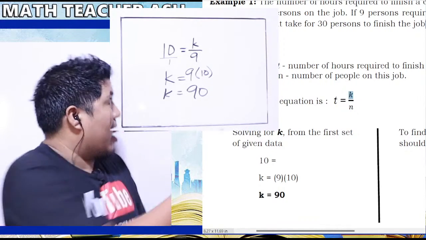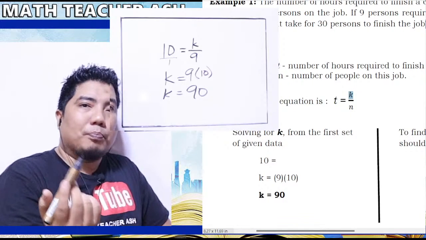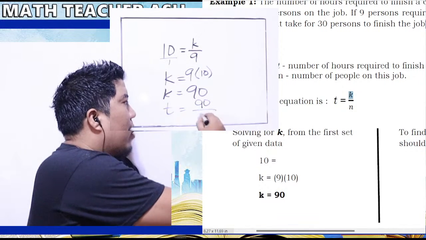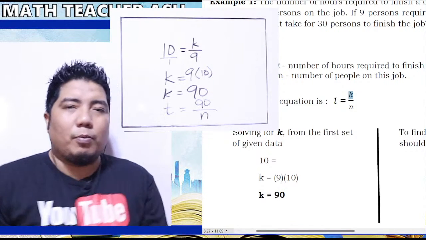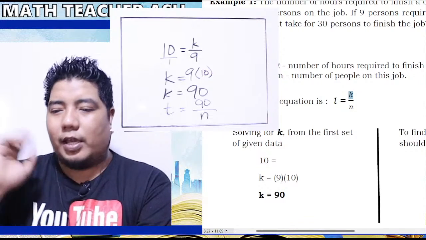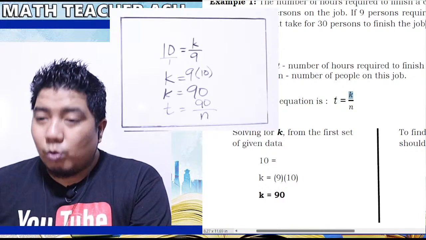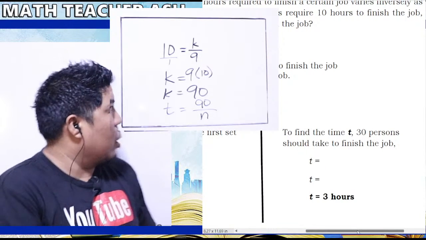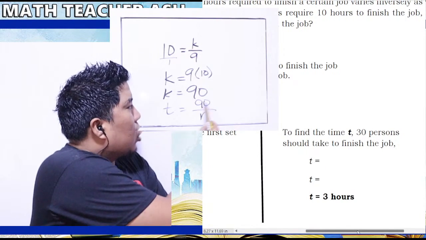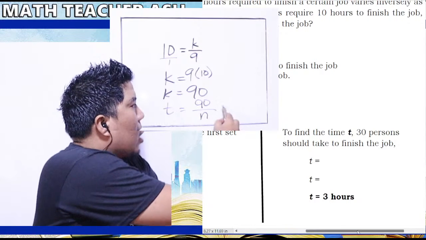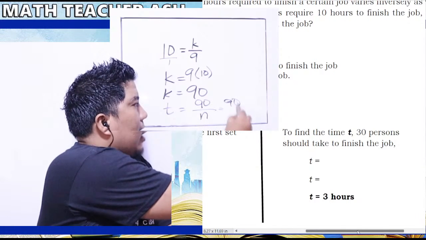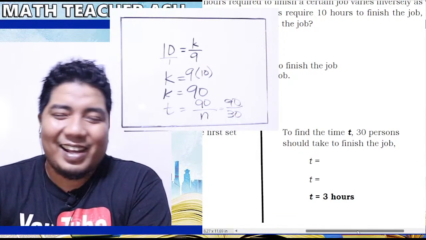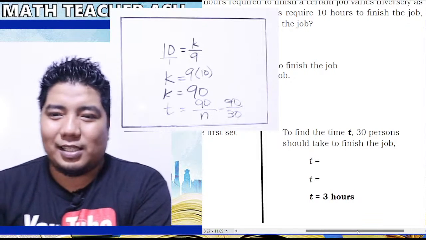Now, after you get the k, you will now write your equation of variation, and that is t is equal to 90 over n. So, ito na ang gagamitin mong formula para sa next step ng problem mo. Sabi dito, kung 30 people na ang tatrabaho, itong n ngayon, ang gagawin mo lang is to change this as 90 over 30. And 90 divided by 30, that is 3. Alright, so the answer is 3 hours.